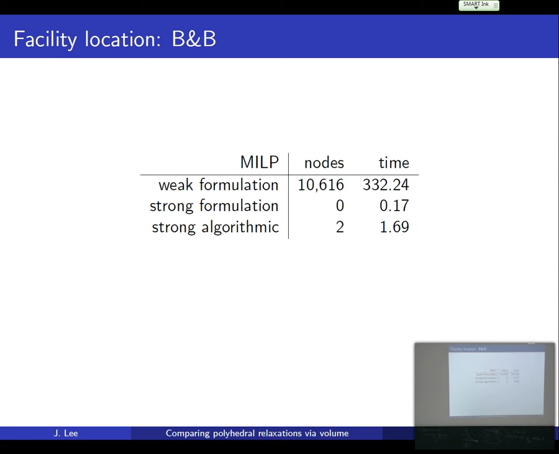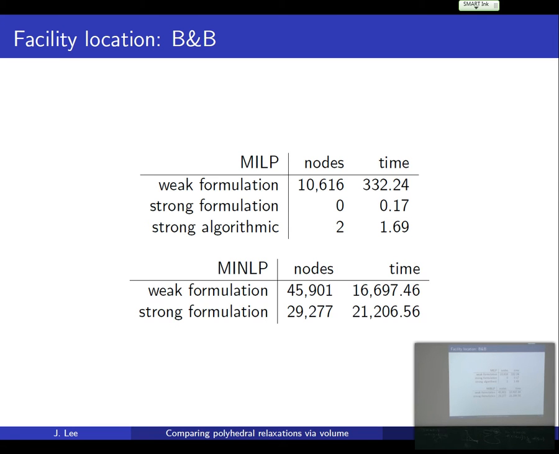If you do branch and bound for a linear objective on the weak formulation for one random problem, there's a significant amount of branching. It takes some time. With a strong formulation, there's no branching at all. For the quadratic problem, you can see a very different behavior. The weak formulation maybe has somewhat more nodes than the strong formulation, but the total time is actually worse for the strong formulation because those relaxations take longer to solve.